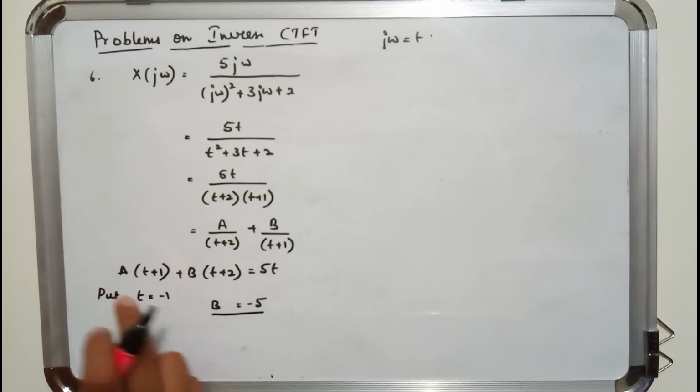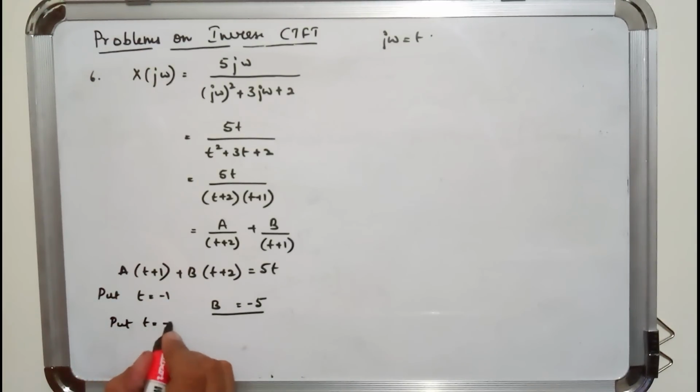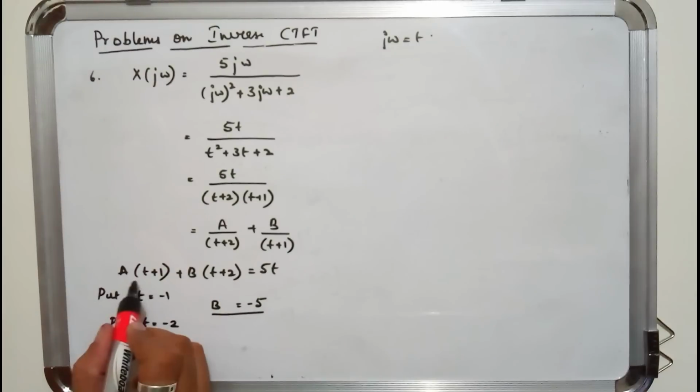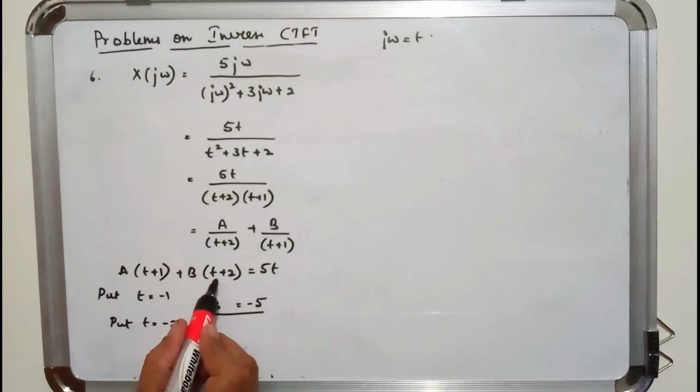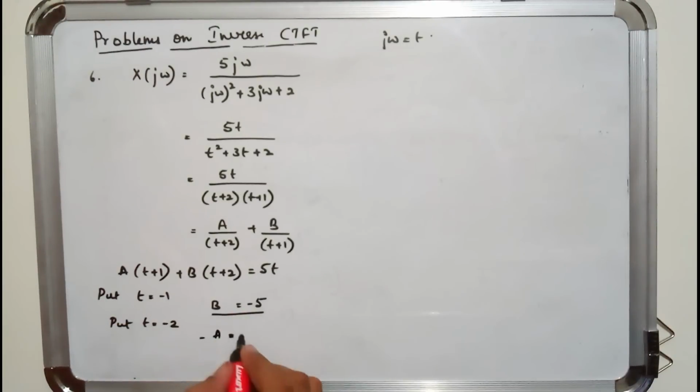Now how do you get the value of a? Put t is equal to minus 2. The simplest way to solve this equation is to make one term 0, that is possible when t is equal to minus 1, and make the other term 0, that is when t is equal to minus 2, you get b is equal to 0. So if it is minus 2, I will be getting minus a is equal to minus 10 and a is equal to 10. A is equal to 10.